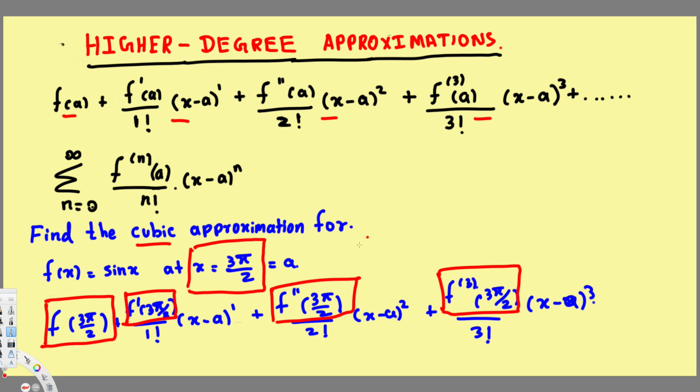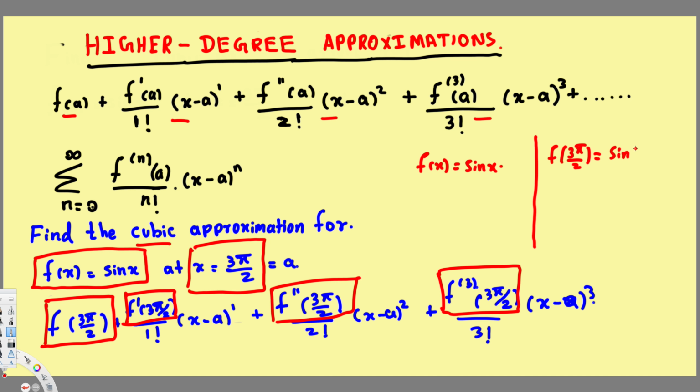Now let's go ahead and analyze these things. First I grab f(3π/2). We know that f of x is given by sine x. So we can put f of x equal to sine x, and on the other side, instead of sine x we put sine 3π/2, since the x value is given by 3π/2. So we know that f(3π/2) is equal to sine 3π/2, and sine 3π/2 is equal to -1. So this is going to be -1.